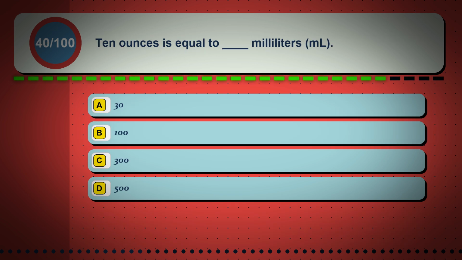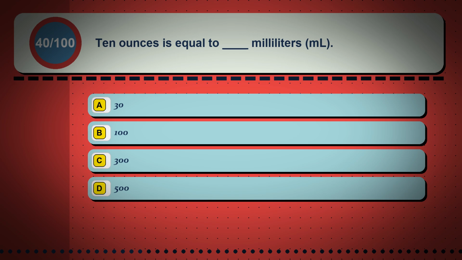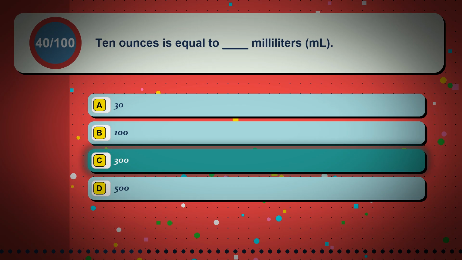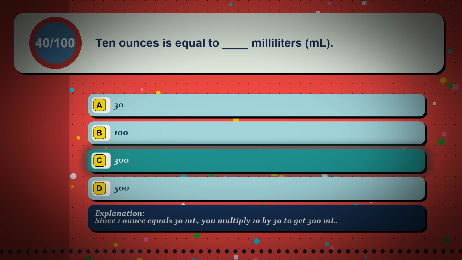Question 40. 10 ounces is equal to blank milliliters, mL. Option A, 30. Option B, 100. Option C, 300. Option D, 500. The correct answer is option C, 300. Since 1 ounce equals 30 mL, you multiply 10 by 30 to get 300 mL.